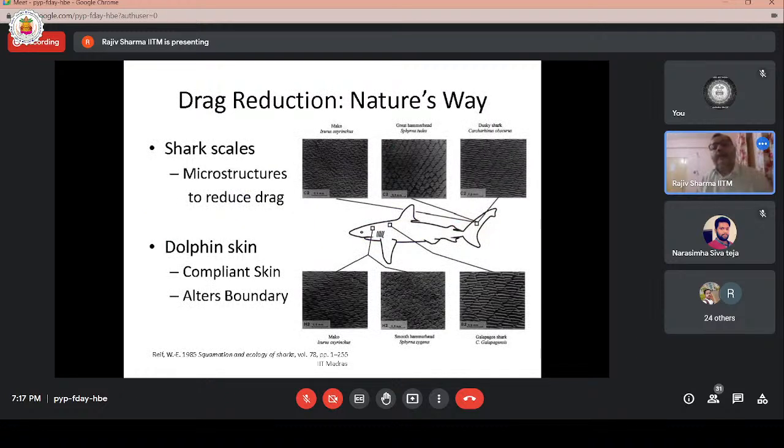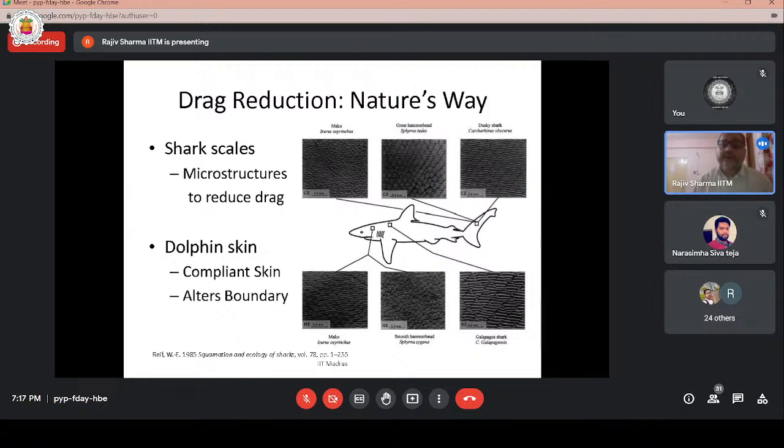Now, the very first idea is to look at the nature. What happens when you have big sharks moving from one place to another place? They can propel themselves with very low power. They can turn within a fraction of their length. On the other hand, ship will take 3 to 7 times of the length.